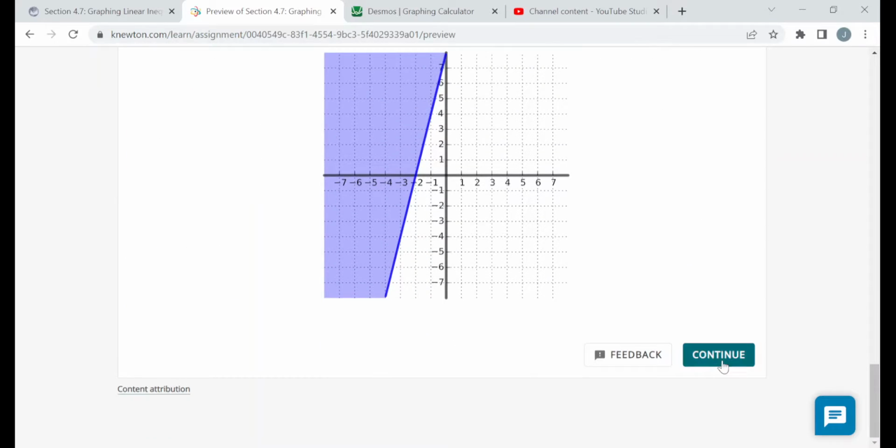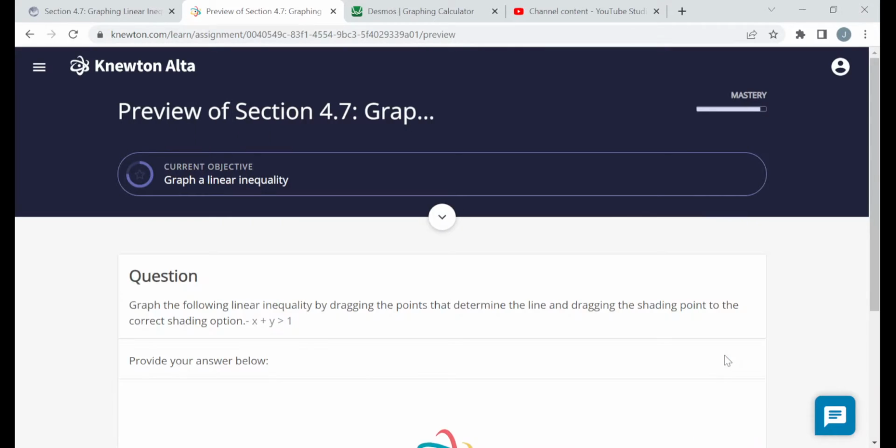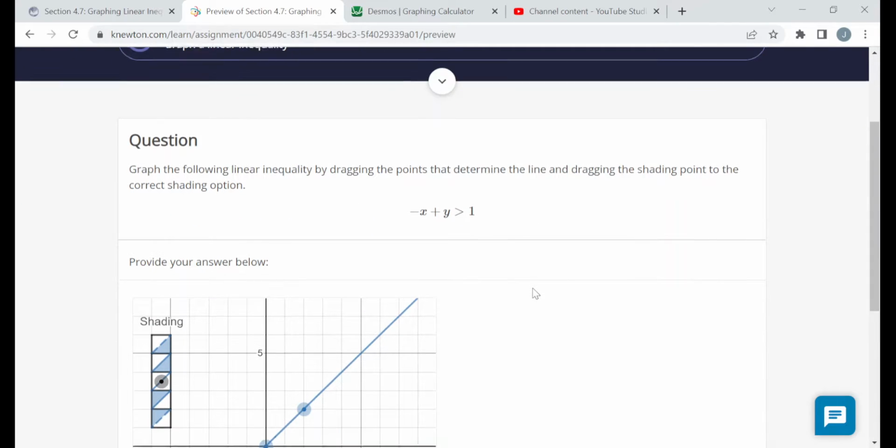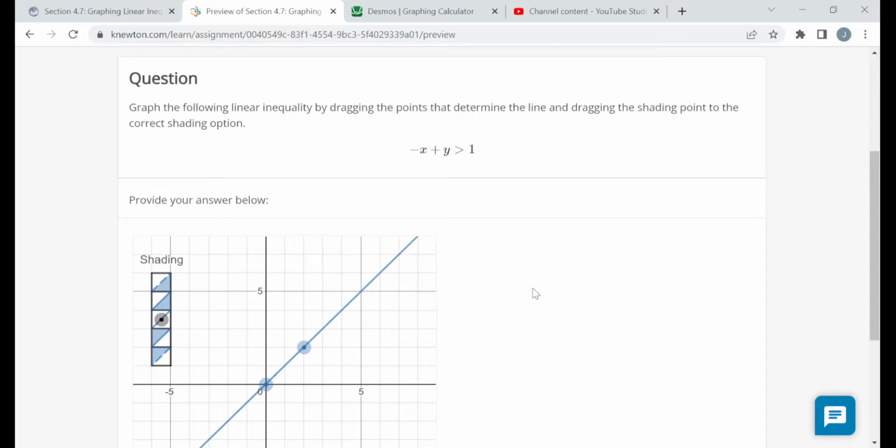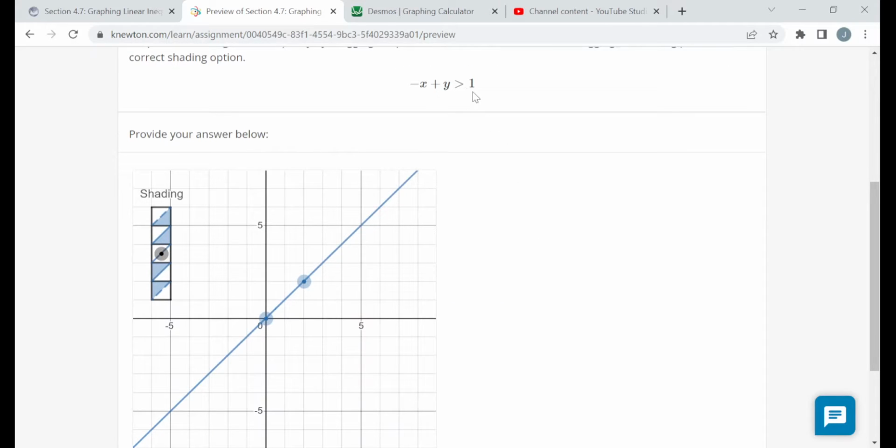All right, and then there should be one more of these. So negative x plus y is greater than 1. The boundary will be negative x plus y equals 1, but it will be a dotted line. Now, if you were graphing that, if x were 0, y would be 1. And if y were 0, x would have to be negative 1. So negative 1, 0 is the x-intercept of that line. 0, 1 is the y-intercept of that line. And it would be a dashed line.